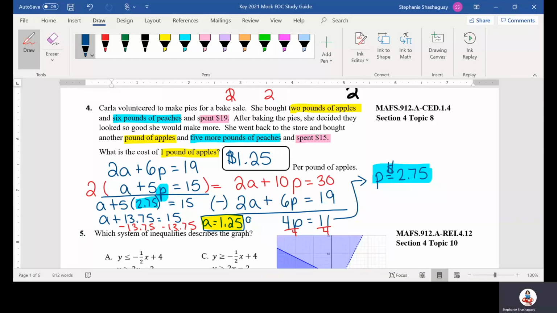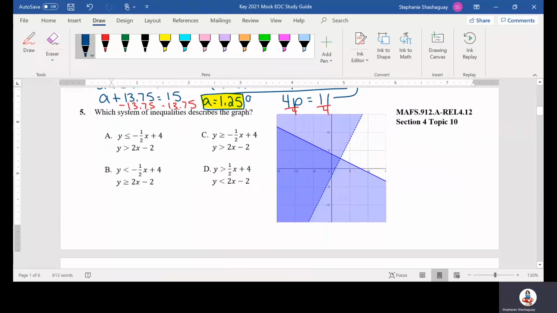All right, moving on to number 5. Which systems of inequalities describes the graph? So we all hate graphing inequalities. They're not the most fun thing in the world. So there's a few things we need to look at. First, we have a dotted line. This dotted line means it's going to be either greater than or less than. There aren't going to be any equal signs.